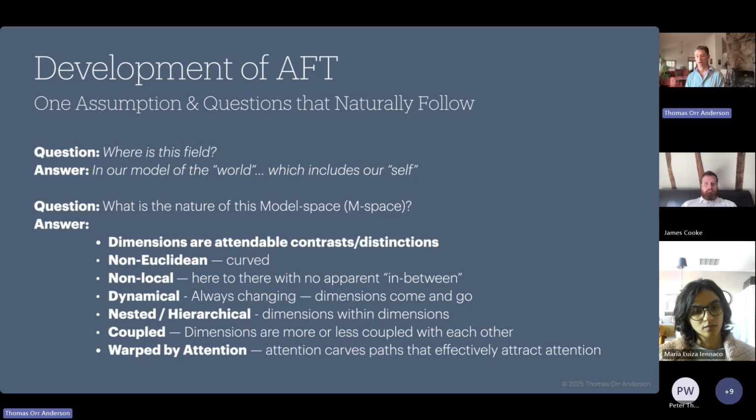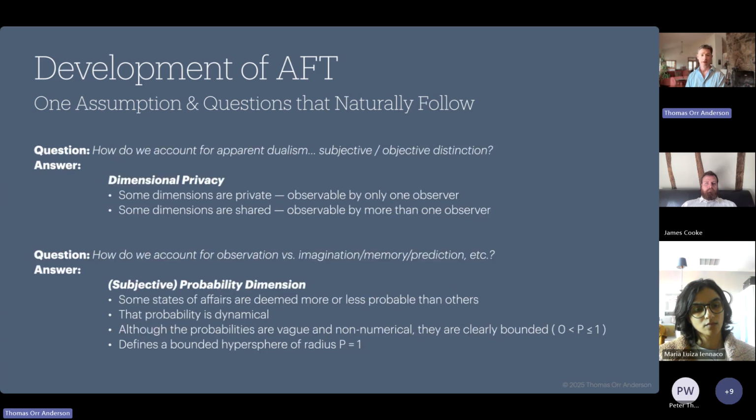It's nested or hierarchical. There's dimensions within dimensions. It's coupled. Dimensions are more or less coupled with each other. And the space itself is warped by attention. Attention carves paths through this space. Where attention goes, attention is more likely to go again. And we'll get into all these parts in more detail, but probably they're all pretty straightforward and obvious to you.